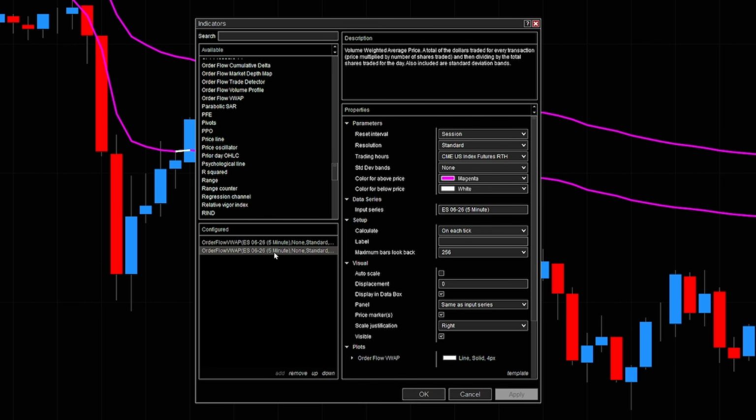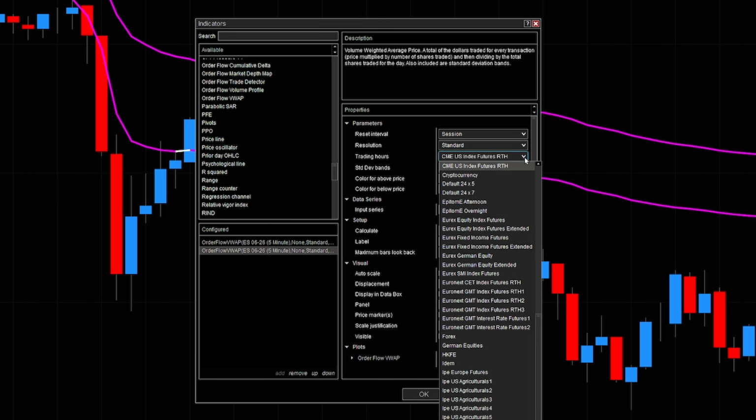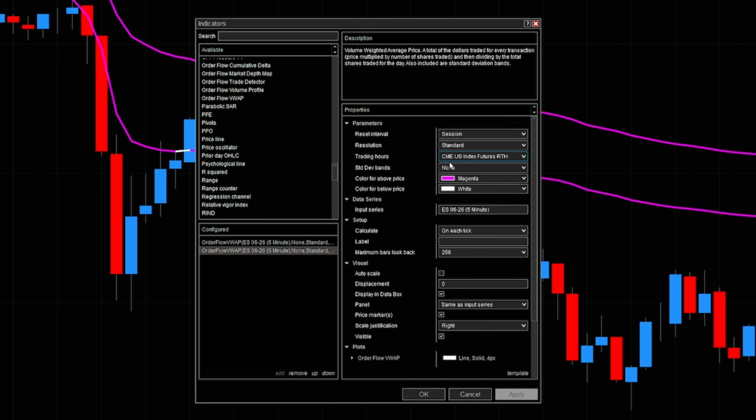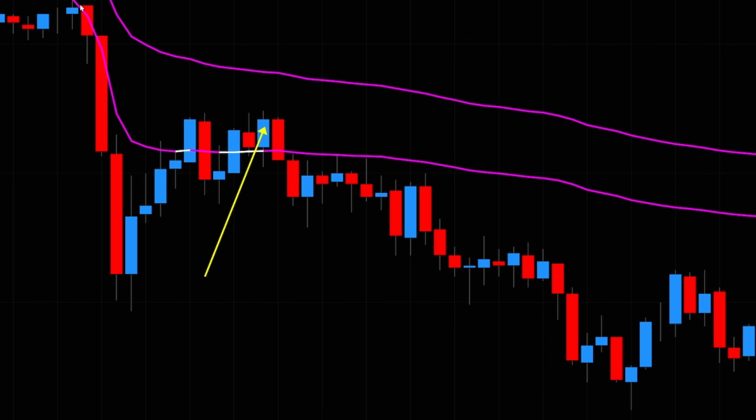Now, when we look at the second VWAP, this is going to be a little bit different. And what's going to really be different about this is not the calculation mode, because it's still set to each tick. Again, the deviation band is set to none. But if you look at trading hours, if you click right here, you can see all the different trading hours. And I have this selected for the CME US Index Futures RTH. And that is going to make it where the second VWAP will start right here.